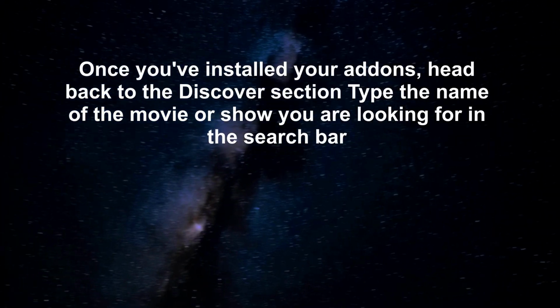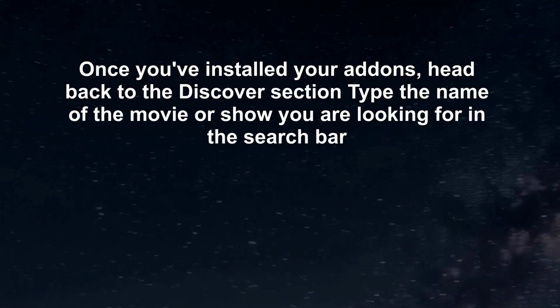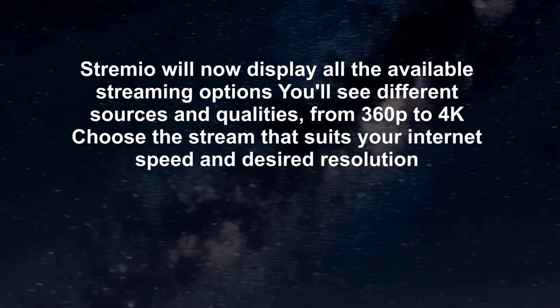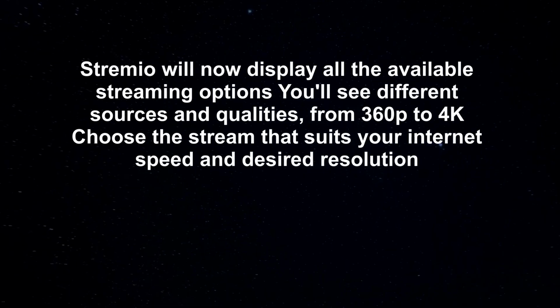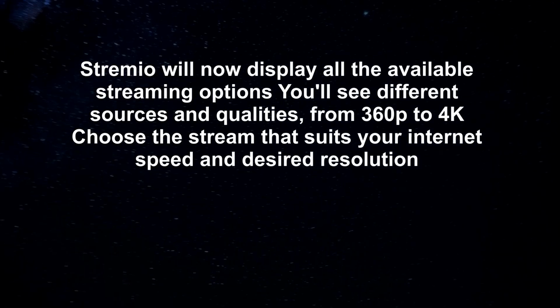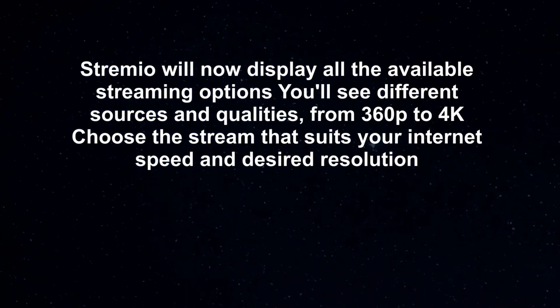Once you've installed your add-ons, head back to the Discover section. Type the name of the movie or show you are looking for in the search bar. Stremio will now display all the available streaming options. You'll see different sources and qualities, from 360p to 4K. Choose the stream that suits your internet speed and desired resolution.